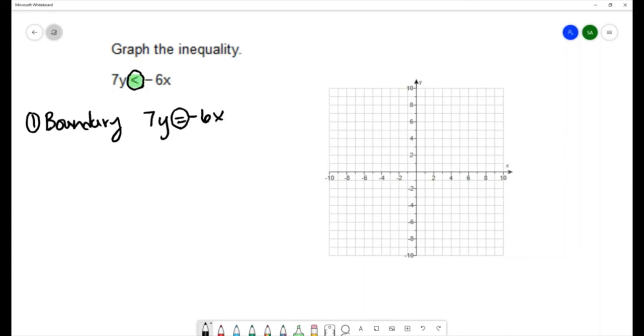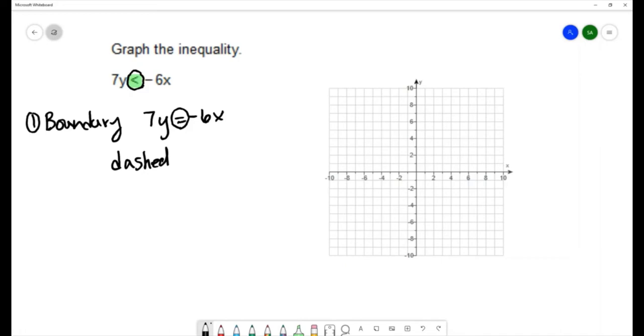The way that we indicate that the boundary is not included is by drawing it as a dashed line instead of a solid line. So that graphically tells us, when we see that dashed line, that the boundary is not included as part of the solution set.